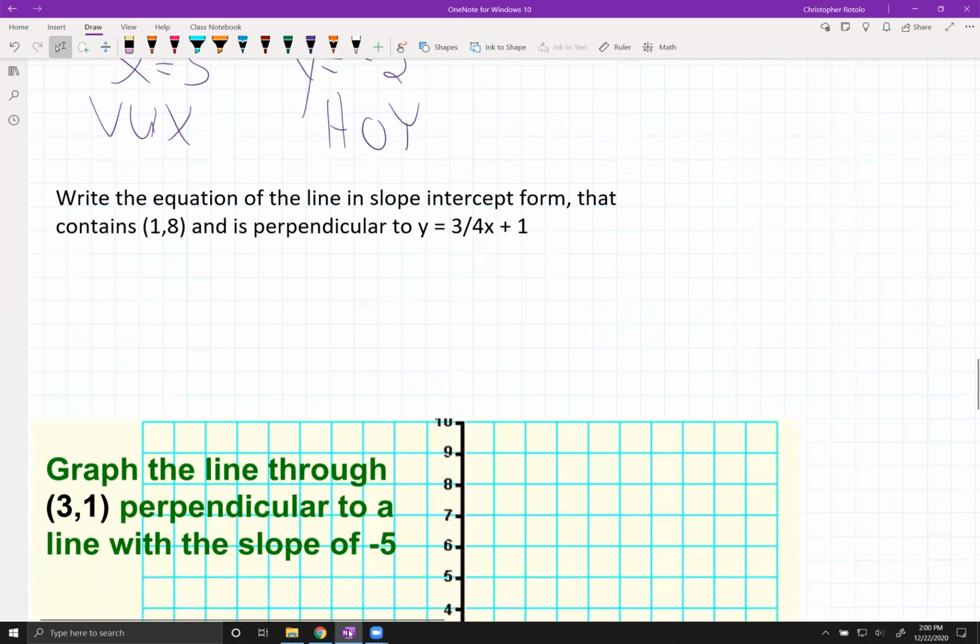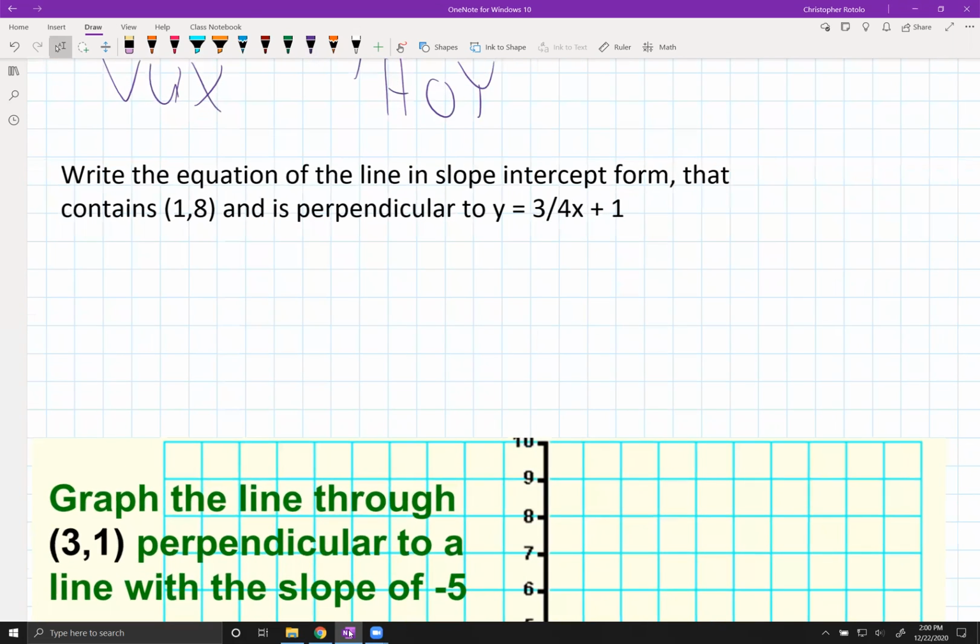All right, write the equation in slope-intercept form. That's the form we want to end up in, so that's important. It has to contain this point, and we want to be perpendicular to 3/4. Oh boy. All right, so first of all, 3/4 is positive, so that means I'm going to make it negative. And now since it's 3/4, I'm going to get 4/3. This is my new slope along with this x and y. So let's plug it in.